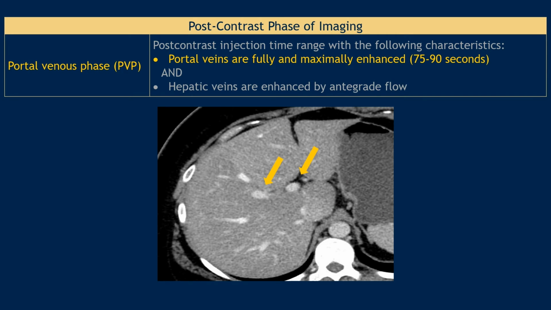Portal venous phase is usually at 75 to 90 seconds, and this is when the portal veins are fully and maximally enhanced, and you are having antegrade flow in the hepatic vein. So here you can see the hepatic veins have antegrade flow.